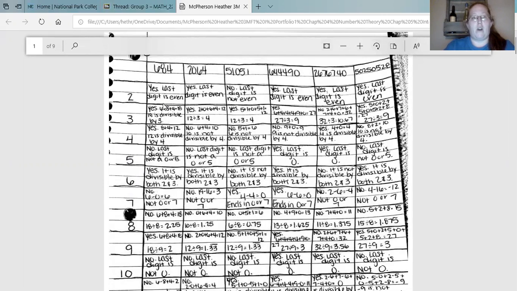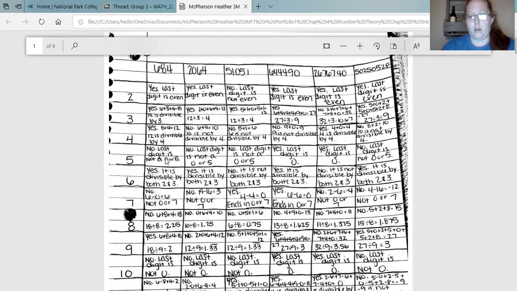3, you'd have to add all of the digits together, and if the sum of those digits is divisible by 3, then that number is also divisible by 3. 4, you would look at the last 2 digits of the number. If those are divisible by 4, then the number is also divisible by 4. 5 and 10 are the easiest ones for me because for 5, the number has to end in a 0 or a 5 in order to be divisible by 5, and for 10, the number has to end in a 0 for it to even be divisible.